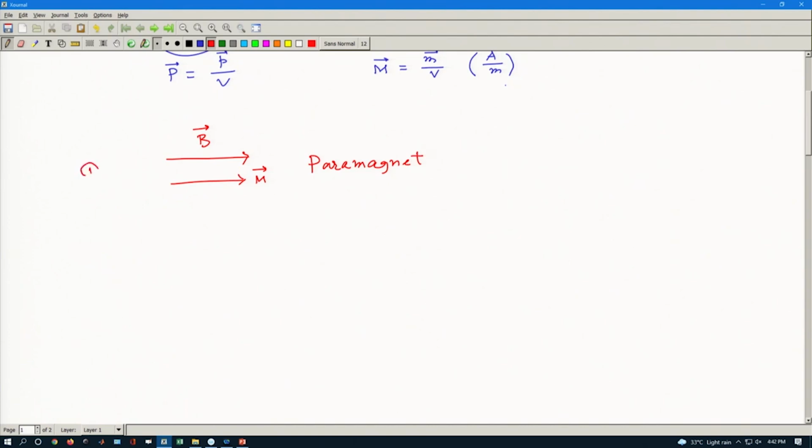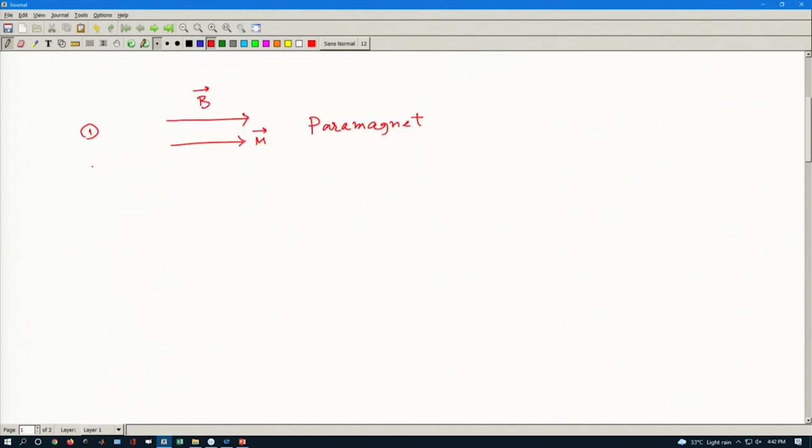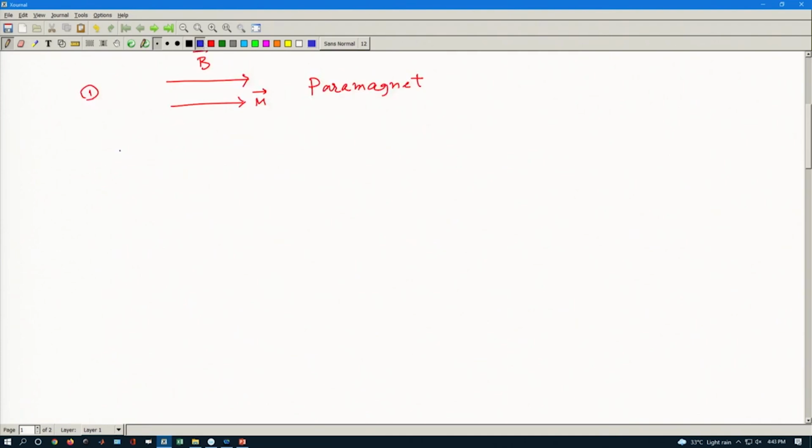This is case 1. In the second case, I have an applied magnetic field, say B, but the response is creating a magnetic moment in the opposite direction of the applied magnetic field. This kind of material is diamagnetic.